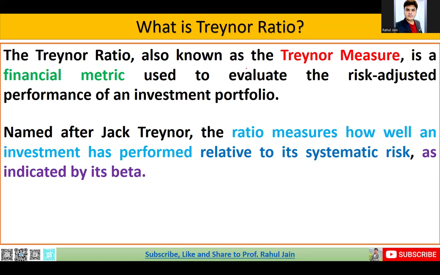Here in this session, we are going to discuss the Treynor ratio. It is a very useful ratio for investors, and you can also call it one of the investor's tools. So let's discuss it. The Treynor ratio, also known as the Treynor measure, is a financial metric which is used to evaluate the risk-adjusted performance of an investment portfolio. It is named after Jack Treynor.